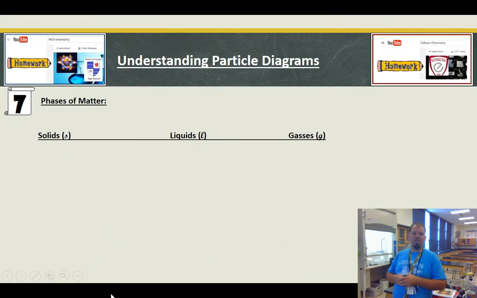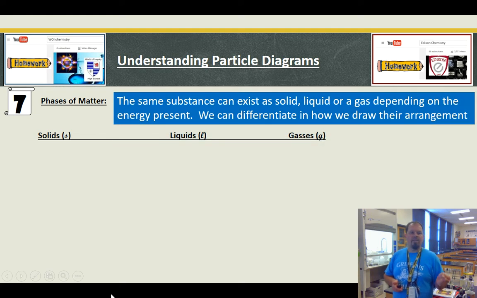Now, phases of matter. I can use these particle diagrams to do phases of matter, and this is kind of important, and I want you to listen carefully to why I'm drawing them the way I am, because it gives me a lot of information. So first off, phases of matter is this, they can be solid, liquid, or gas, depending on how much energy is there. And we can always differentiate how we draw their arrangement to let me know what the phase is. Okay. So specifically, solids are going to be the coldest and the most rigid. Liquids, the particles can roll over each other.